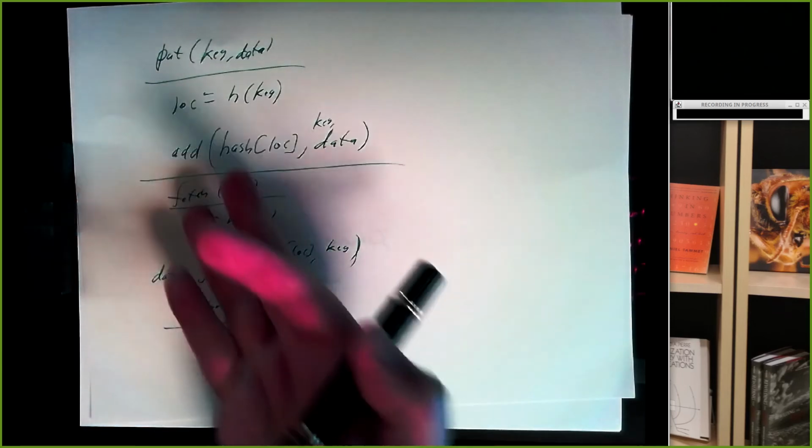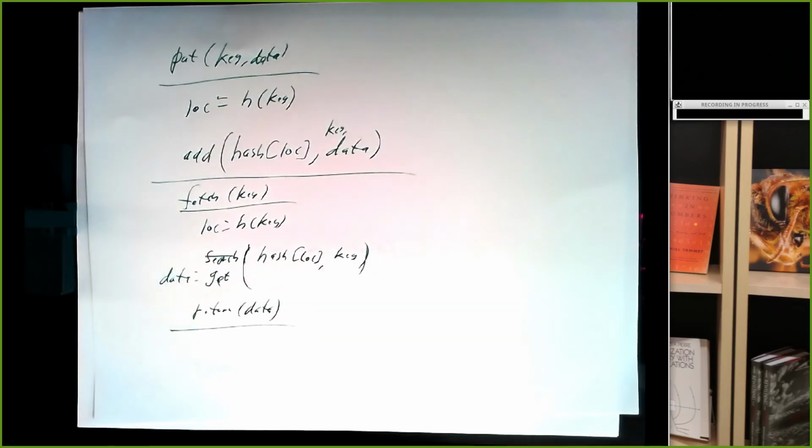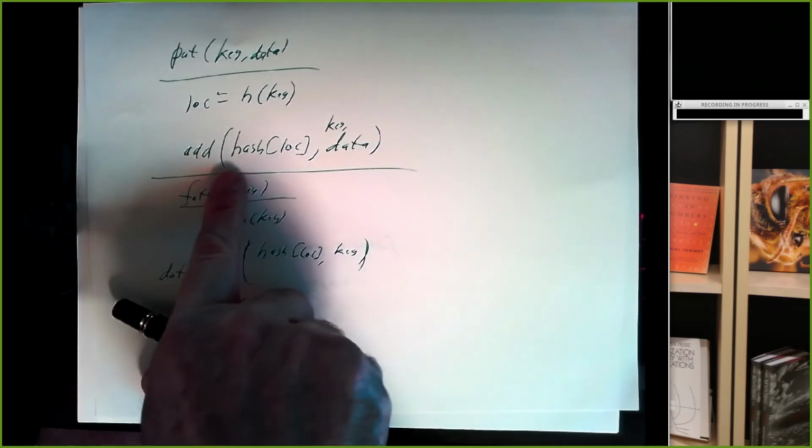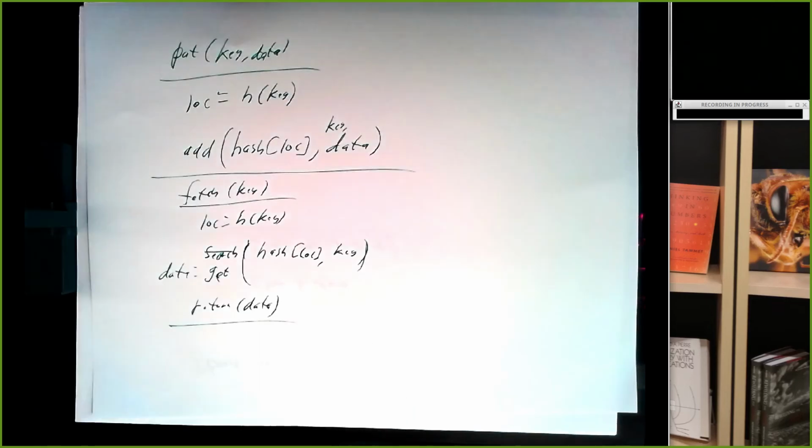And delete would be like put. We'd find the location of the sentinel node. We'd pass that as the first argument to the delete function, and we'd pass the key as the second argument.